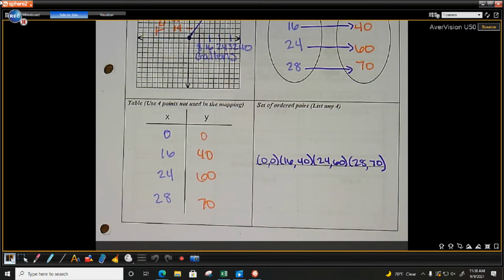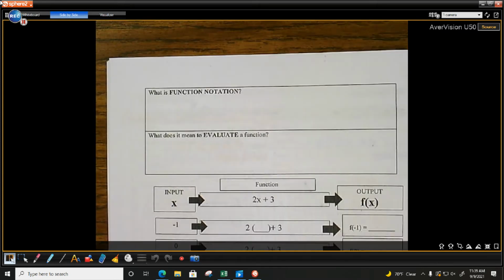Okay. Now we are going to go on to function notation. I will tell you, if you understand function notation, it's super easy. You're actually going to be very quick and you'll be good. But I strongly suggest you pay attention because this is something new. Okay, so what is function notation?